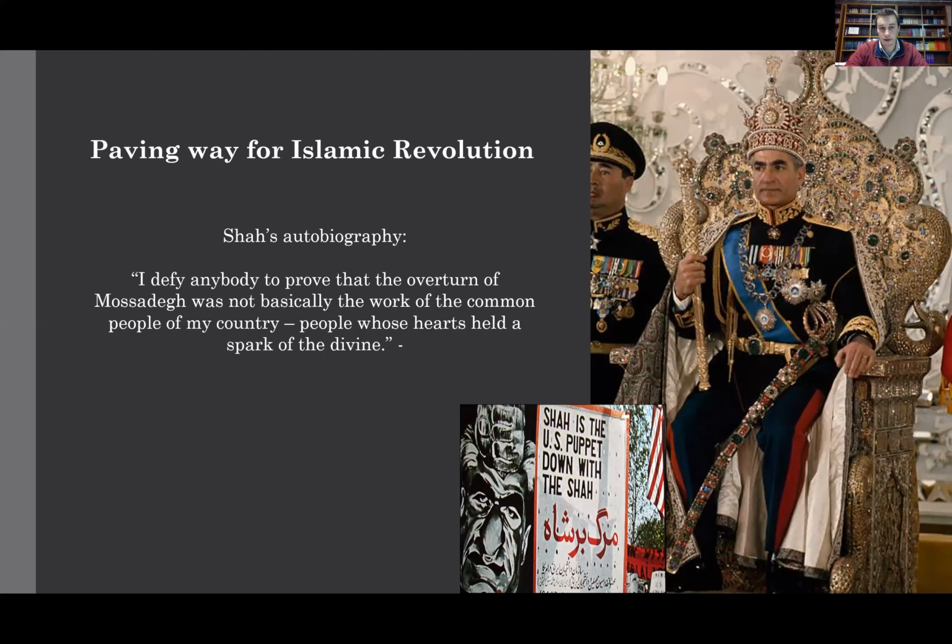In the Shah's autobiography, there's a lot of interesting stuff. This is the only thing I have in this presentation from his autobiography. But he said this: "I defy anybody to prove that the overturn of Mossadegh was not basically the work of the common people of my country, people whose hearts held a spark of the divine." And so the Shah insists that this coup was what the people wanted. This was a grassroots kind of thing, and he denies the involvement of foreign powers, that he was not a puppet. He's very insistent on that. But Iranians, they see through that. They know better than that.